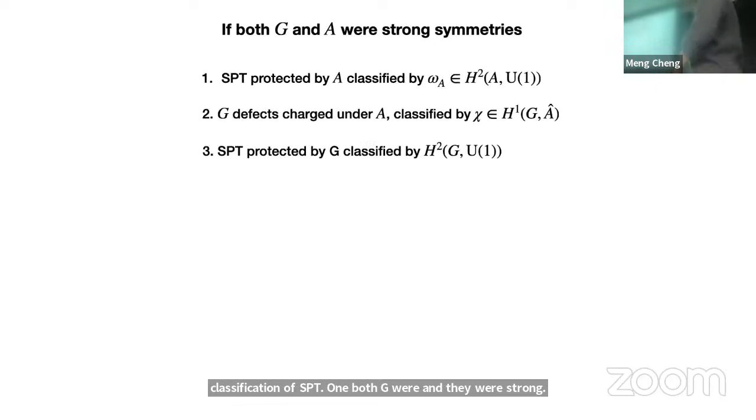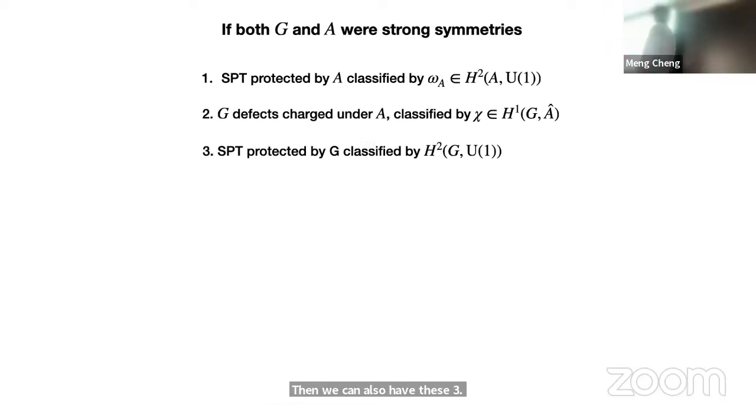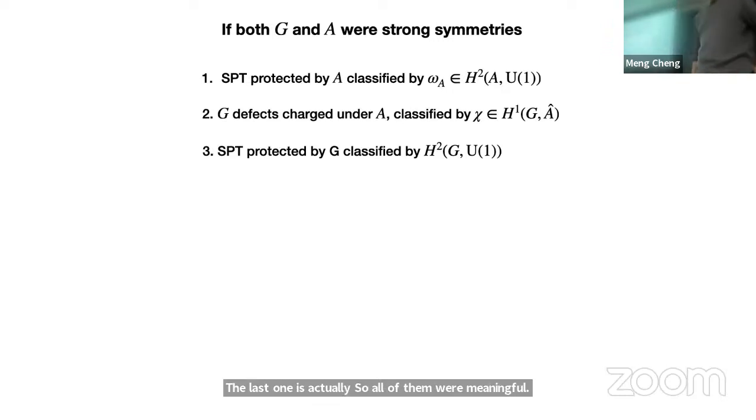All right. So this resembles very closely the classification of SPT when both G and A were strong. So this is basically modeled on that. If both were strong, then we can also have these 3 features. One is SPT protected by A alone. The other one is a G defect charge under A. The last one is SPT protected by G alone. Okay. So all of them were meaningful if both G and A were strong symmetries.